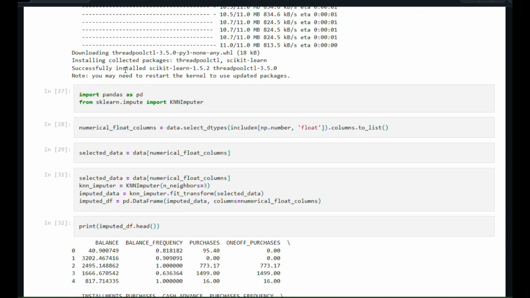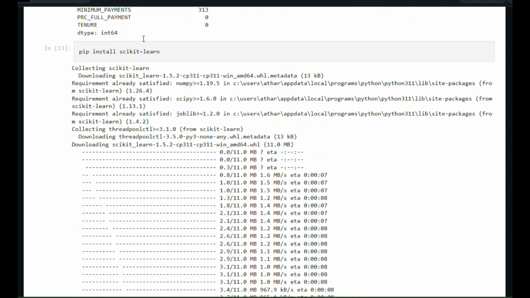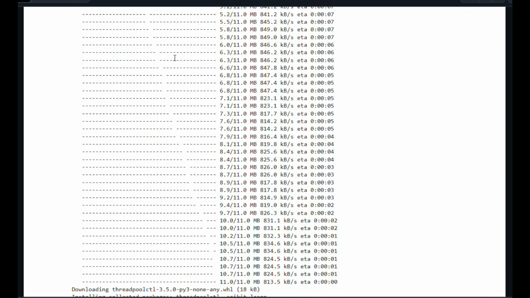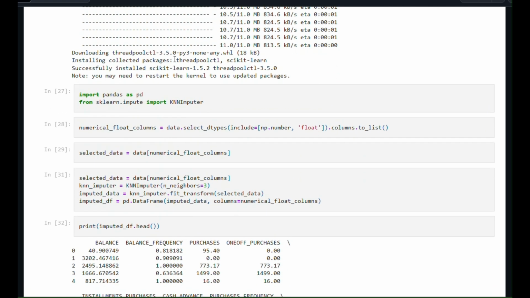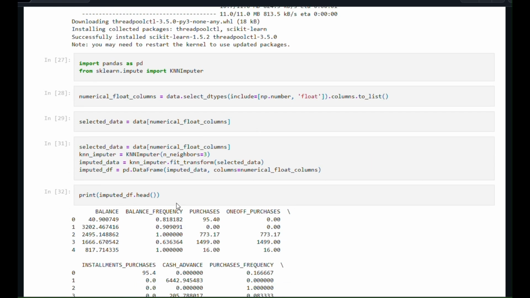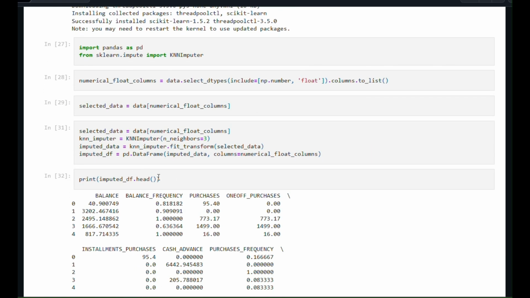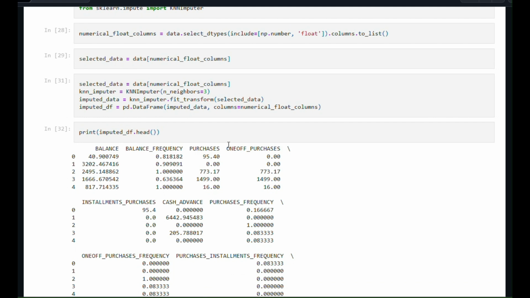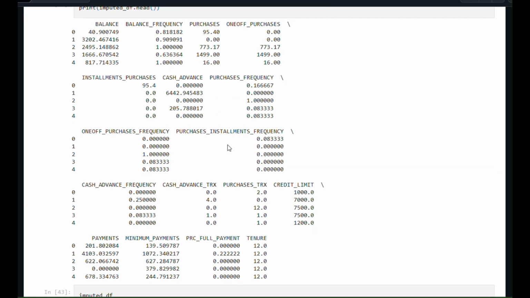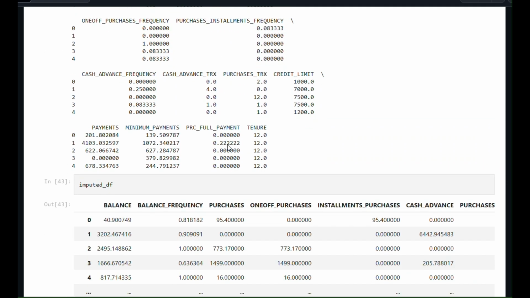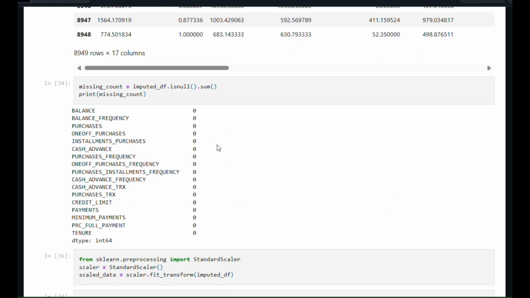Let us start by importing the essential library for KNN imputation, which is scikit-learn. After importing the library, we'll perform the following function of KNN imputation. After successfully performing the function, we'll check the header to see if the function is implemented successfully. As we can see, yes, it is implemented. Now let us check again if we have further missing values. Looking at the data again, we can see that there are no missing values. Now we can proceed further.